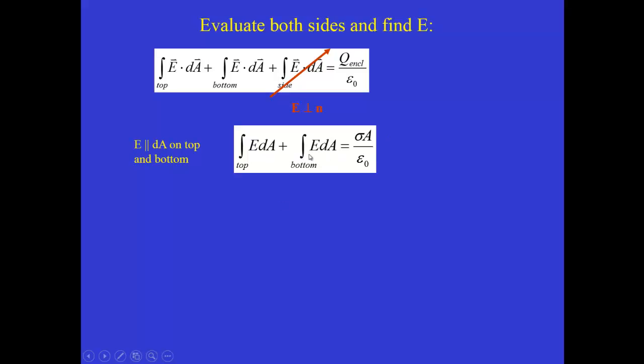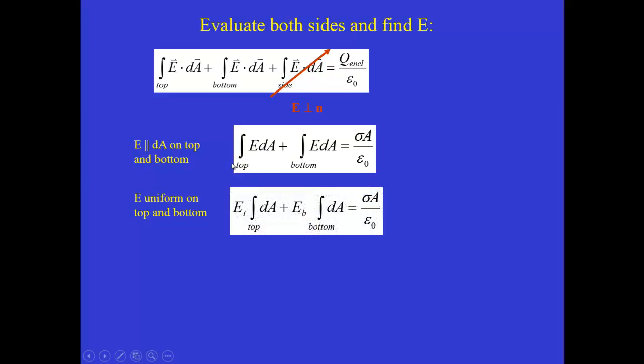The two E's here, one of them is for the top and one of them is for the bottom. We can also simplify this integral by realizing that when you're on that top surface or on the bottom surface, the electric field should be uniform. In other words, it should not vary to the left or to the right, because the plane is infinite. As long as you're the same distance above the plane, the magnitude of E should not change. So we can pull that E outside the integral because it's not changing across the top surface. We'll call this E_T for top, and we'll call the E in the second term E_B for bottom.